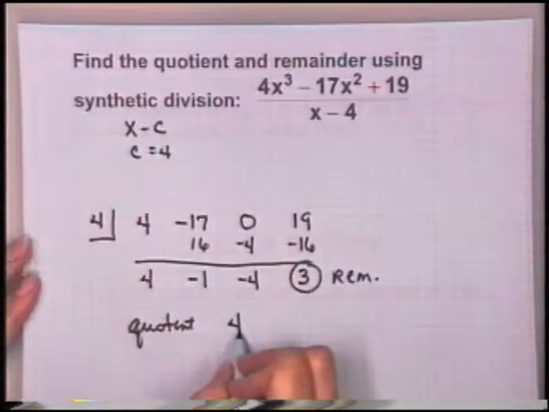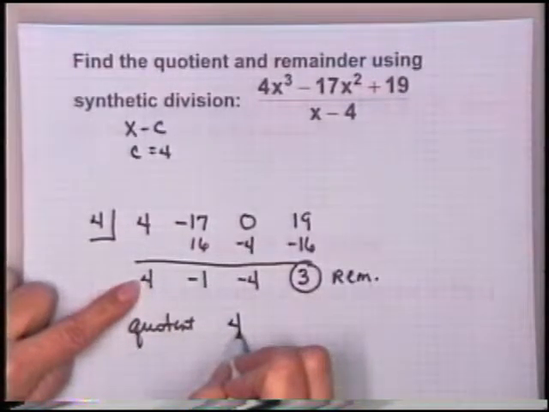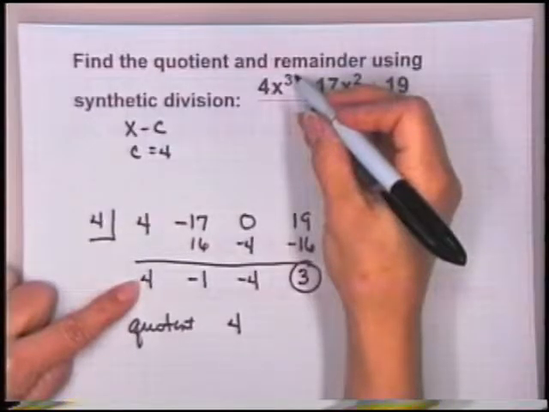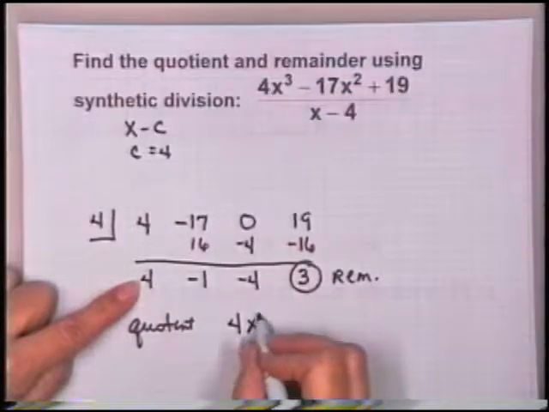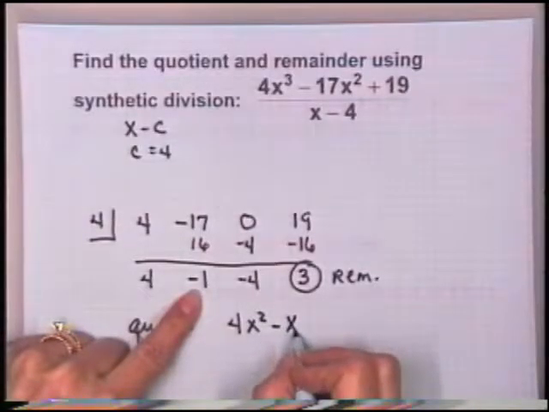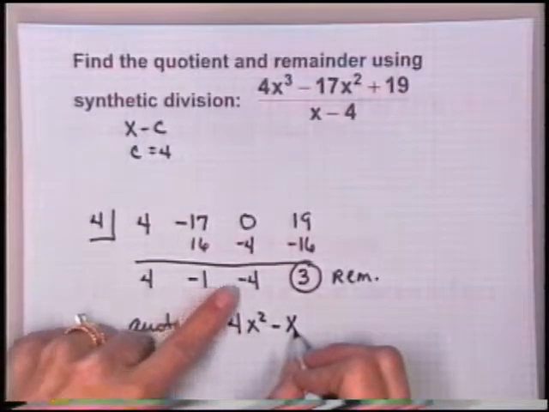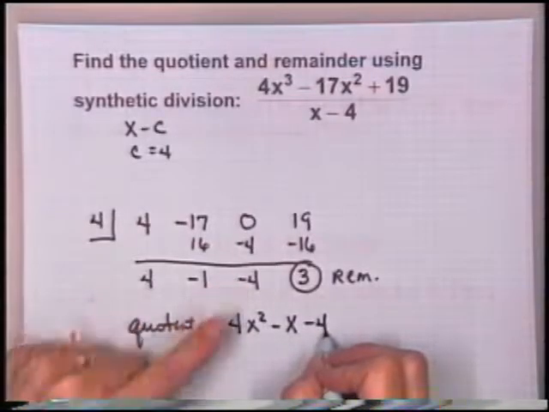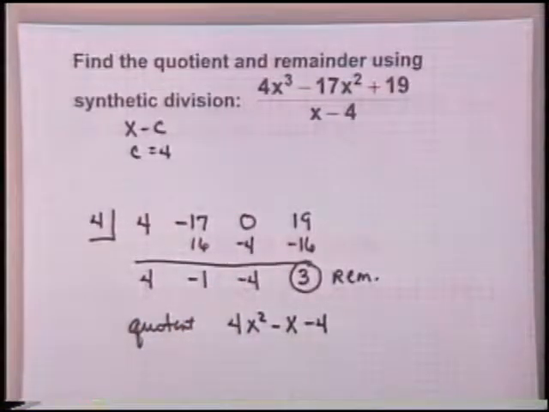Okay, so what's my quotient going to be on this problem? Well, let's see. I'm going to start with a coefficient of 4. What power of x? Since this was x cubed, my quotient is going to start out with x squared, isn't it? Then I'm going to bring down the minus 1 coefficient. That'll be x to the first power, just going down the line, and then bring down the minus 4 as the constant. Okay? So our quotient is 4x squared minus x minus 4, and our remainder is 3.